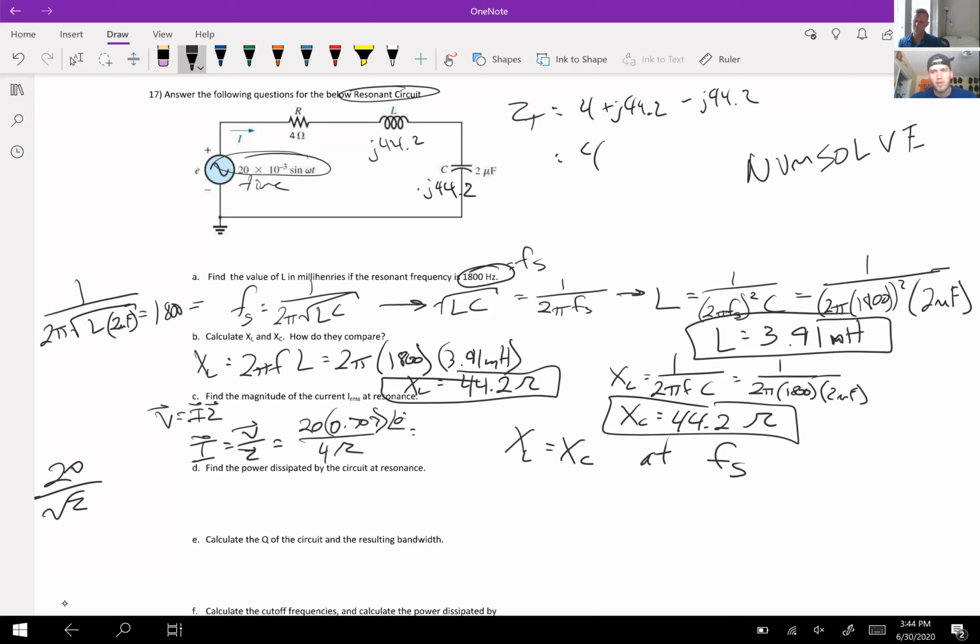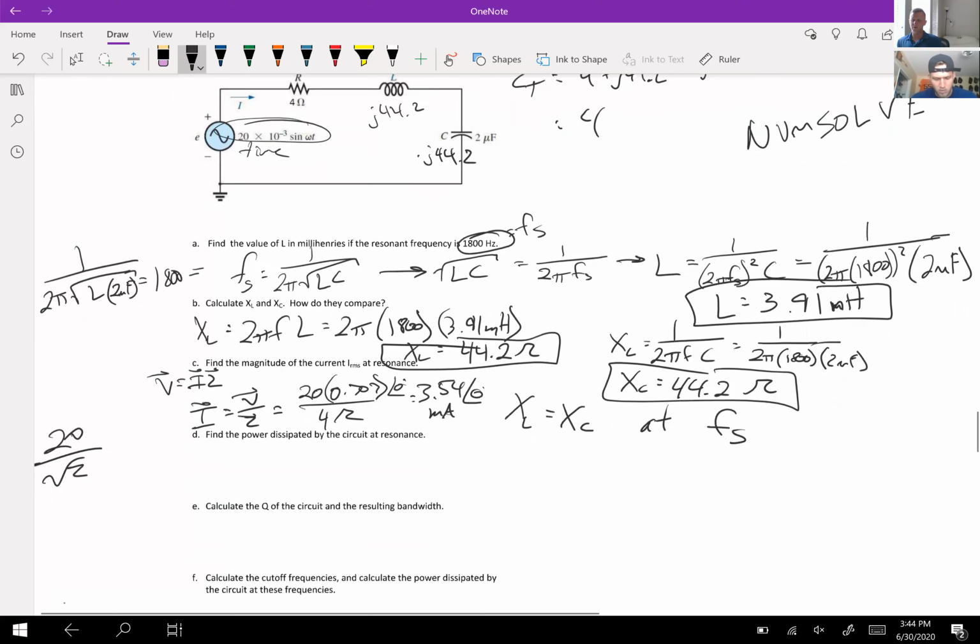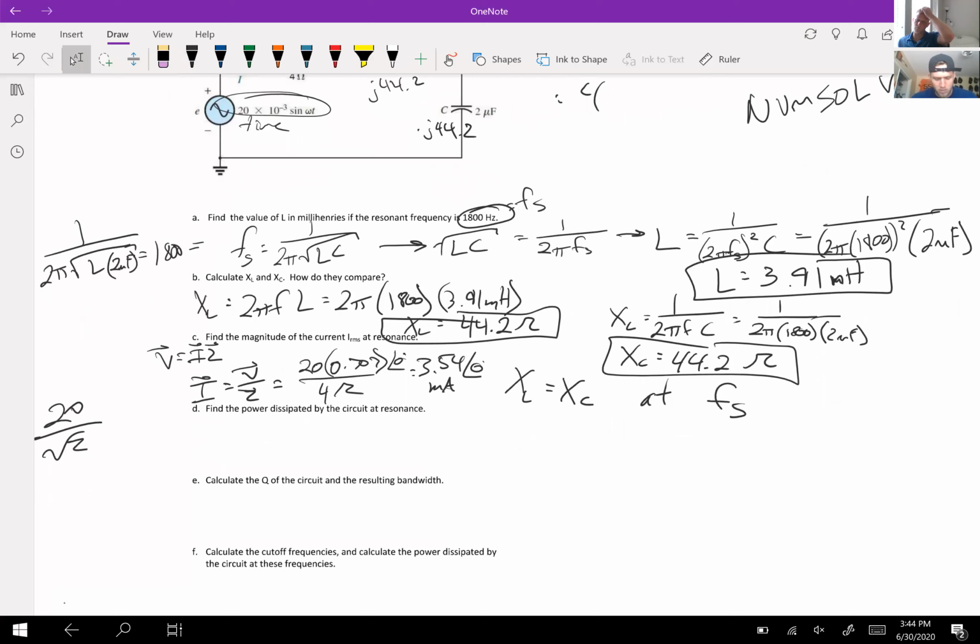Does that make sense? Okay. Yes, sir. That's 3.54 milliamps, also at angle 0. It'll always be angle 0, because it's purely resistive once the inductor and the capacitor cancel out.